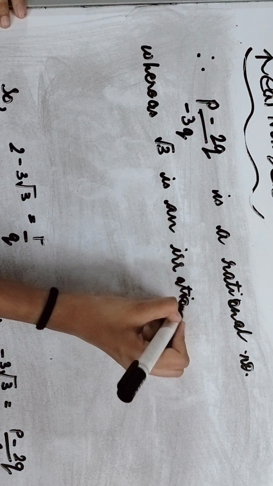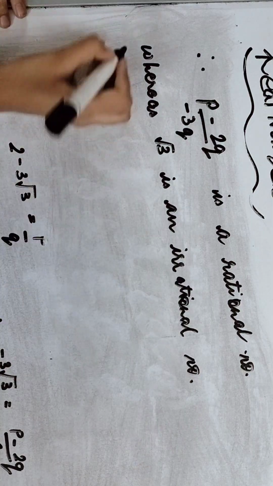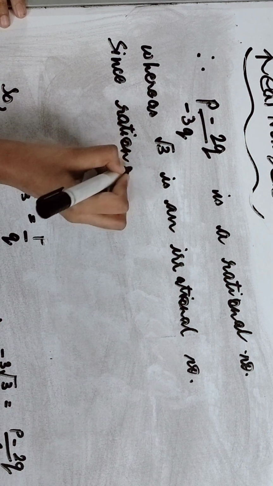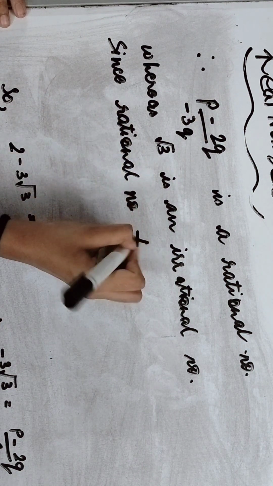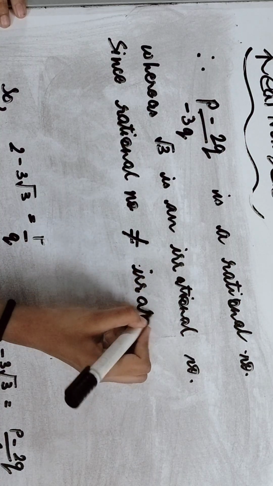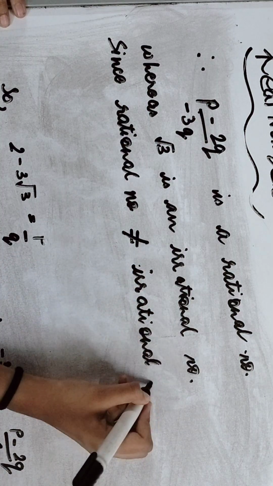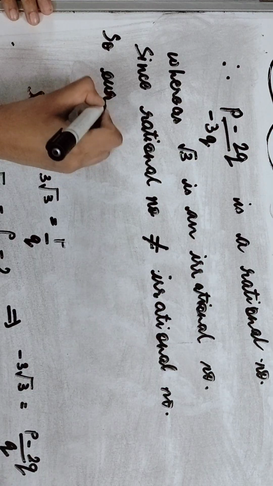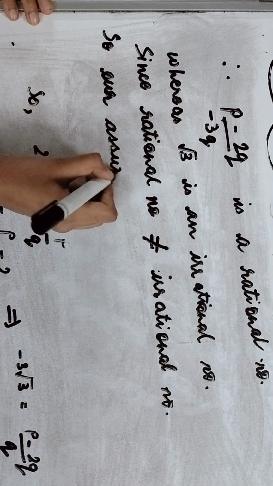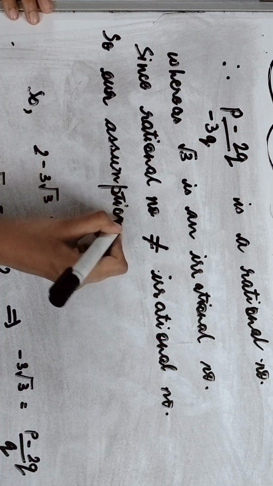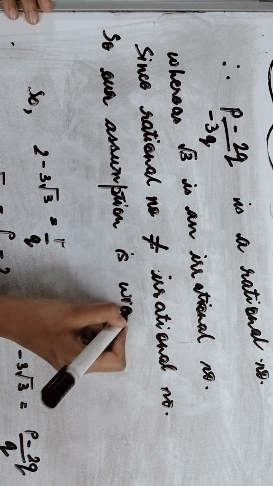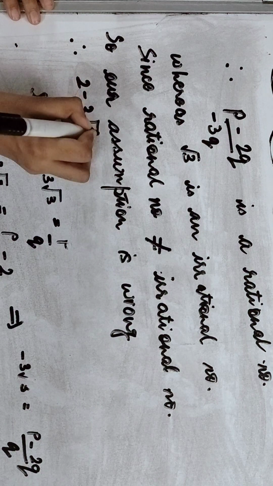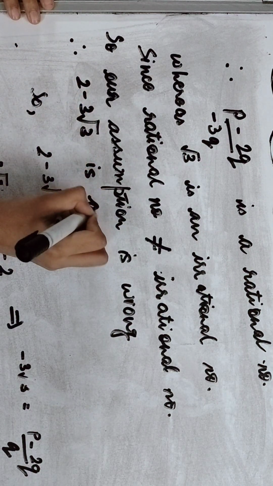Since a rational number cannot be equal to an irrational number, our assumption is wrong, and 2 minus 3 root 3 is an irrational number.